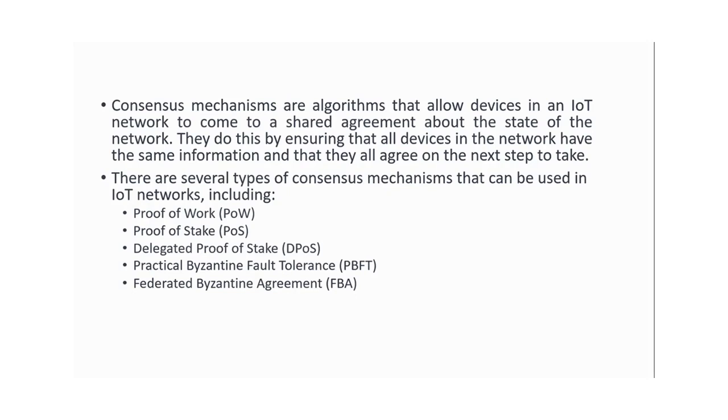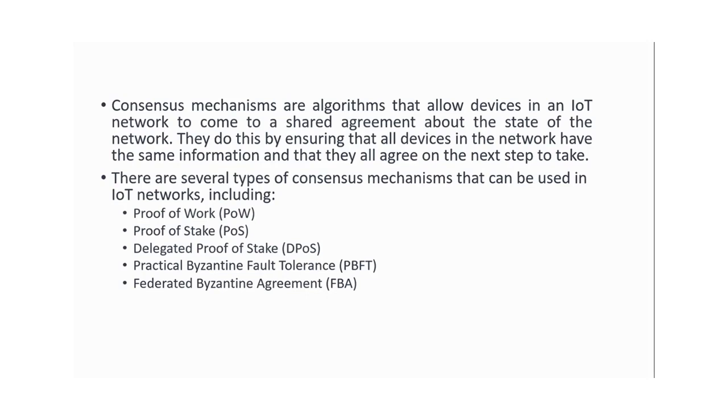First, proof of work. In this mechanism, devices in the network compete to solve mathematical puzzles. The first device to solve the puzzle is rewarded with the right to add the next block of data to the blockchain. Proof of work is energy intensive and requires a lot of computational power, which makes it less suitable for IoT devices.